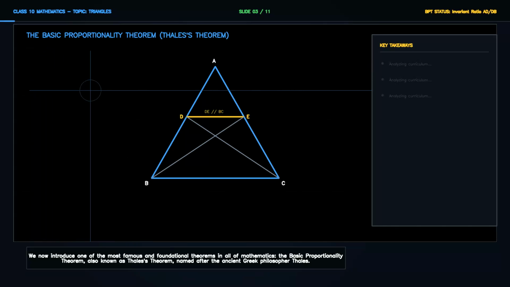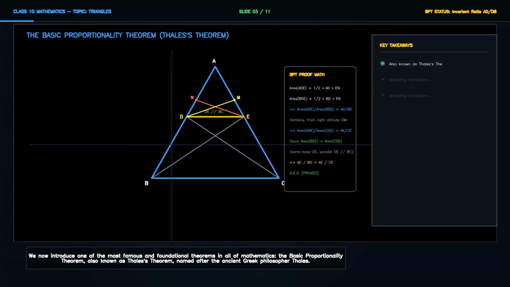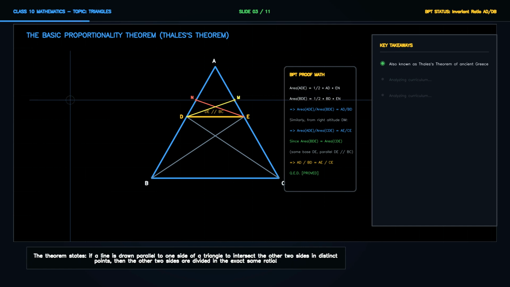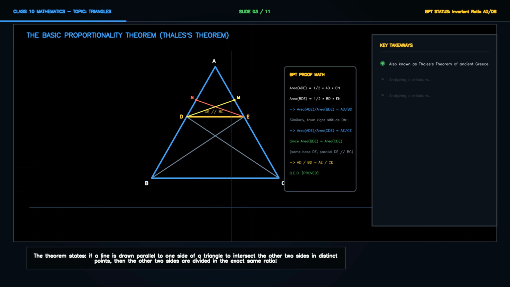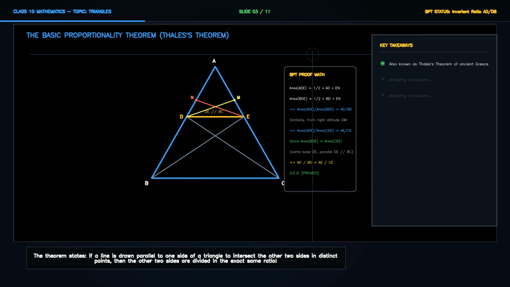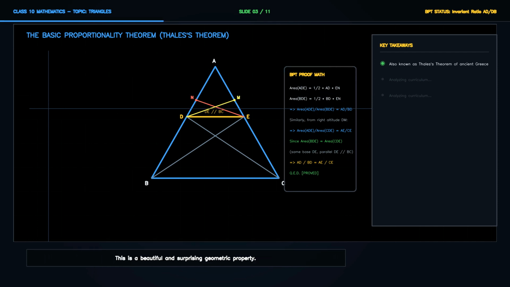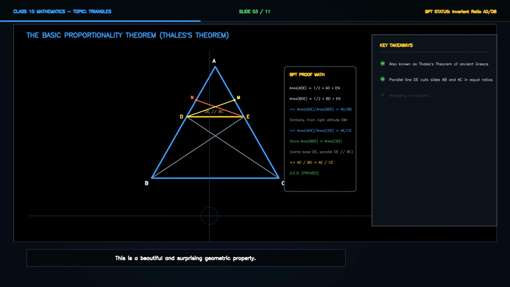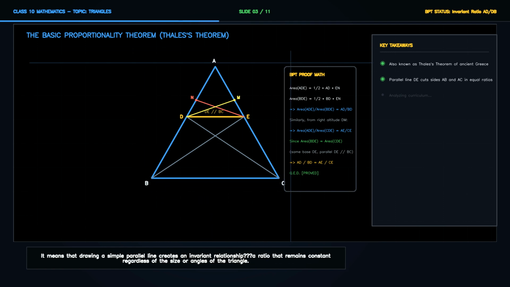We now introduce one of the most famous and foundational theorems in all of mathematics, the Basic Proportionality Theorem, also known as Thales' theorem, named after the ancient Greek philosopher Thales. The theorem states, if a line is drawn parallel to one side of a triangle to intersect the other two sides in distinct points, then the other two sides are divided in the exact same ratio. This is a beautiful and surprising geometric property.